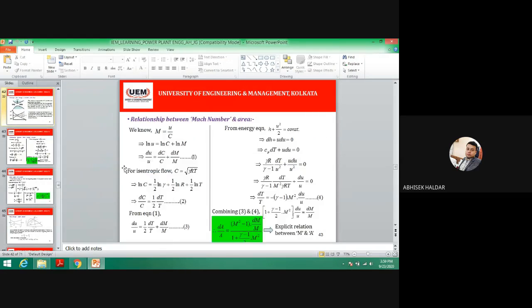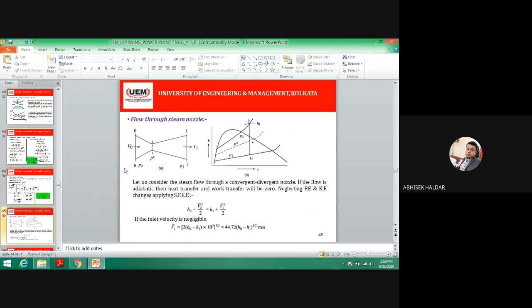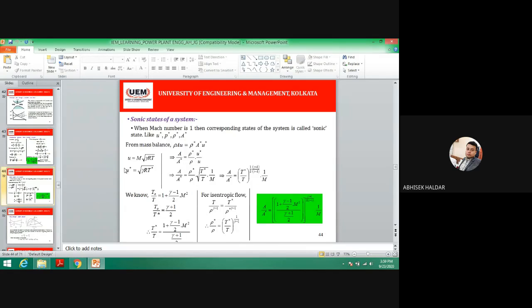In the next class, we will discuss more about this Mach number and area relation. You can see some more mathematical parts are coming, and we will enter the nozzle.